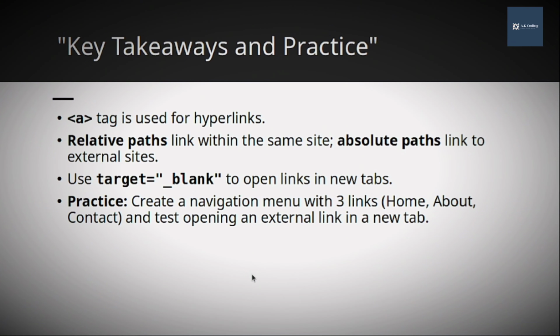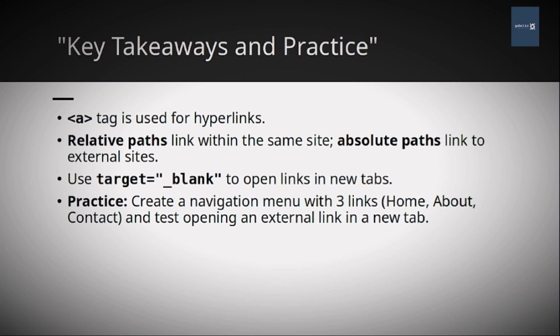Okay, and I will tell you about some takeaways and practice. The a tag is for hyperlinks, and we have 2 types of path, which are called relative path and absolute path. Relative path links within the same site, as we used in our video, and absolute path links to external sites, as I used for my abudev.tech website. And we have a target attribute which opens links in new tabs, and I will give you a practice: create a simple navigation menu with 3 links, home, about, and contact, and test opening an external link in a new tab.